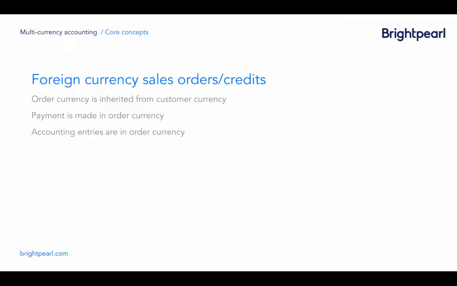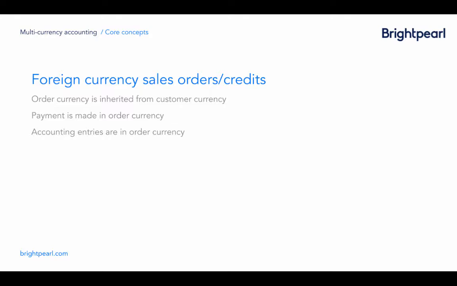Right, that's quick invoices, that's the concepts. What we're now going to do is move on to foreign currency sales orders and sales credits. Just like before, the order currency is inherited from the customer currency if you're creating the order manually in Brightpearl back office. If you are downloading orders from sales channels, then just as before, the order currency is determined by your sales channel or the sales channel settings.